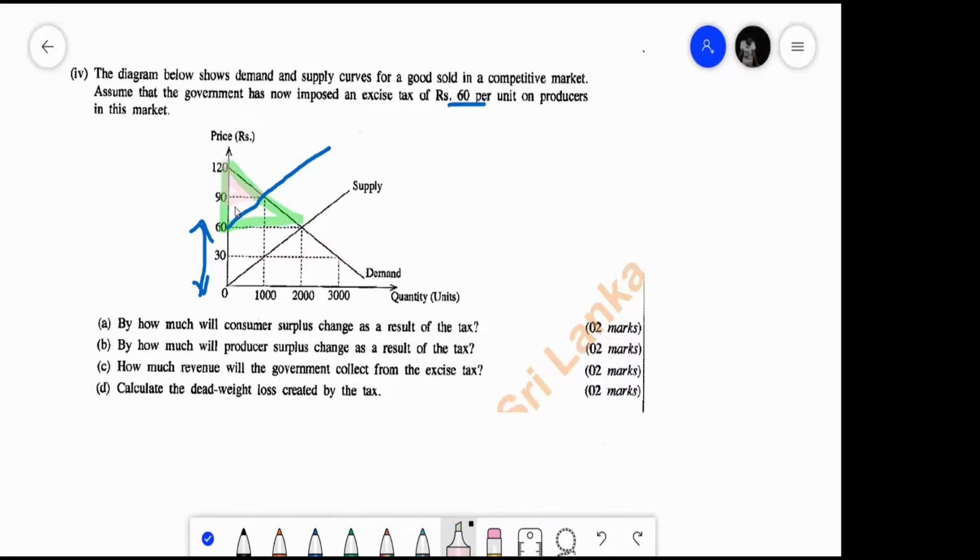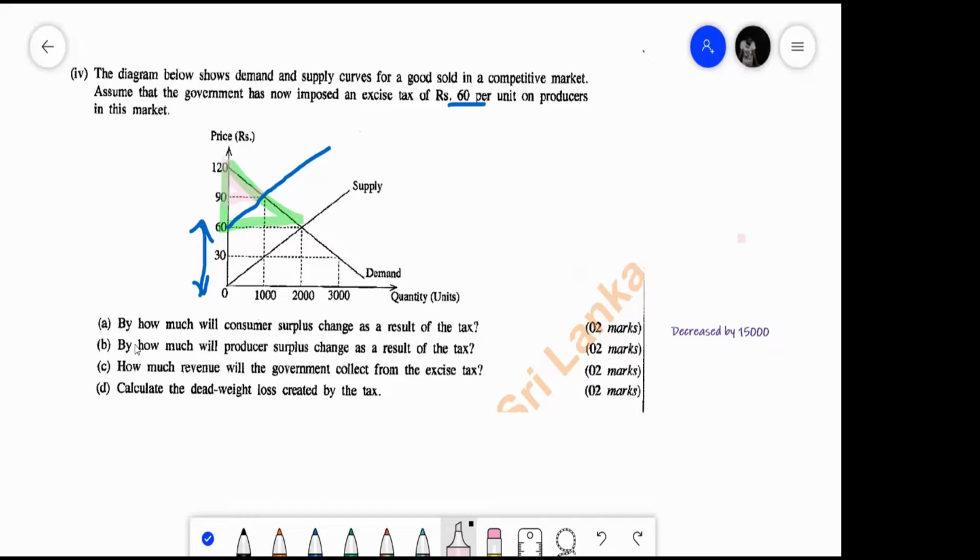This small area. So how do you find the change in consumer surplus? You find the consumer surplus before, you find the consumer surplus after, and then tell what is the difference. What is the answer we get there? Minus 45,000. Before is 60,000, after is 15,000. So you can say the consumer surplus has decreased by 45,000. So you can give your answer that way. So you show your working. What is consumer surplus before? What is consumer surplus after?